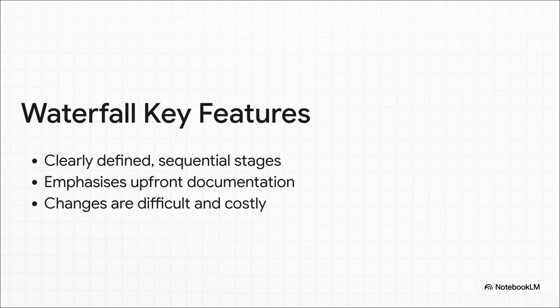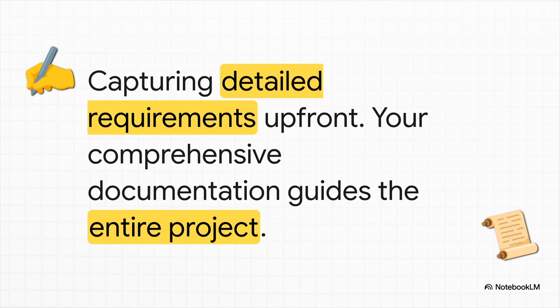This really rigid structure means you need perfect documentation up front, because trying to change something later on, it's not just hard, it can be unbelievably expensive. So for a BA, this means the pressure's on, and it's on right at the start. Your job is to capture every single requirement in painstaking detail before the project really kicks off. That document you create, it becomes the project's Bible. It's the single source of truth that everyone, designers, developers, testers, will follow to the letter.